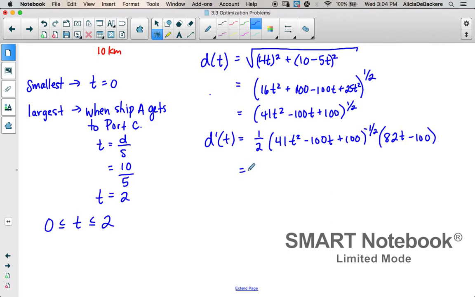And now what I want to figure out is, where does this derivative equal 0? So to find that out, I'm going to simplify this a little bit by writing this guy here has a negative exponent, so he's going to go down to the denominator, and the 82t minus 100 stays up top. When I move it down to the denominator, I'm just changing the 1/2 exponent back to a root.